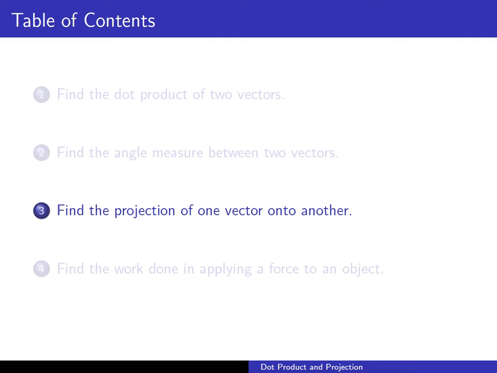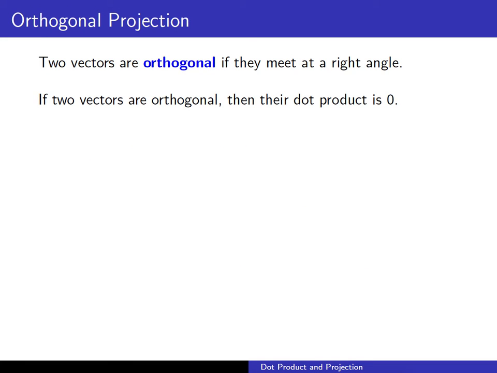Okay, in this video we're going to find the projection of one vector onto another. So two vectors are called orthogonal if they meet at a right angle. In the last video, I believe it was example 3b, we found that the two vectors made an angle of 90 degrees or pi over 2 radians. In terms of lines and line segments, we call that perpendicular. In terms of vectors, we call them orthogonal. So two vectors are orthogonal if they meet at a right angle.